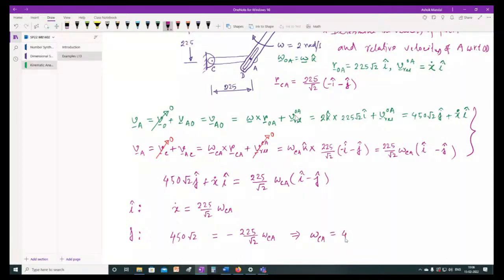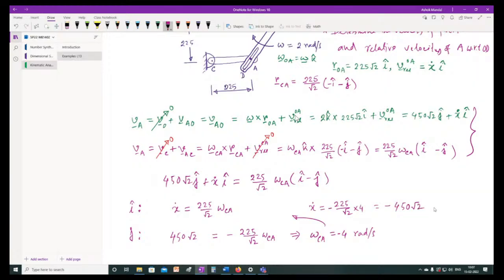Sir, 4. This is -4. -4 radian per second. Okay. When you substitute back here, what is x dot? 225 by root 2 into 4, and there is a minus sign. So what is this value? -450 root 2. Minus 450 root 2.